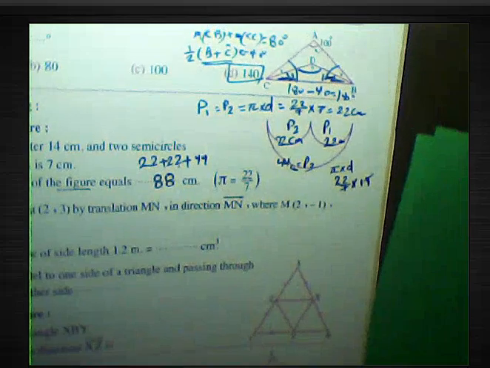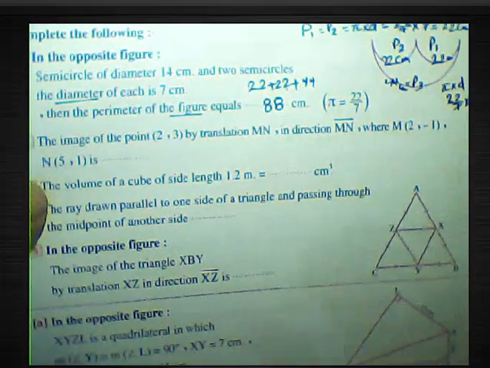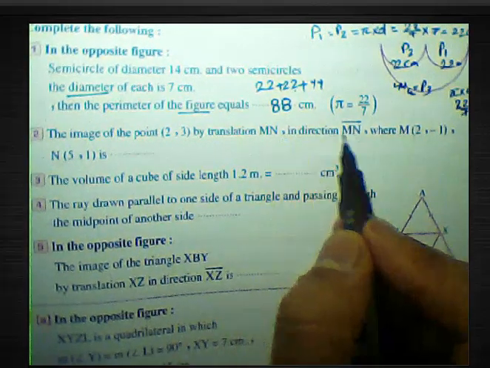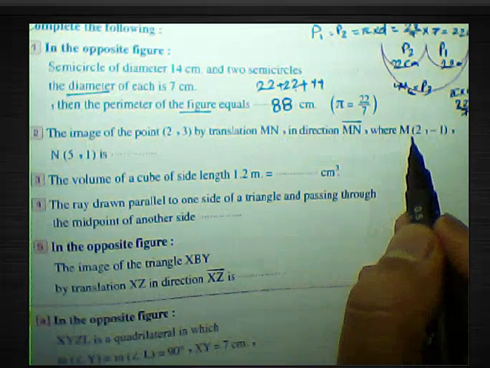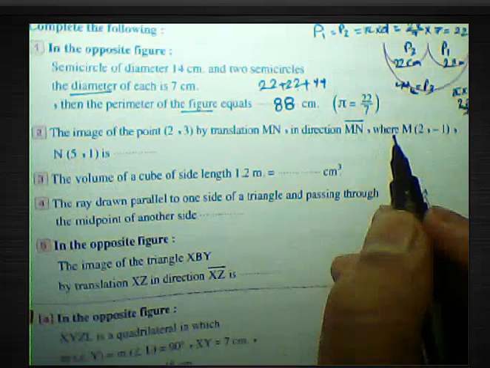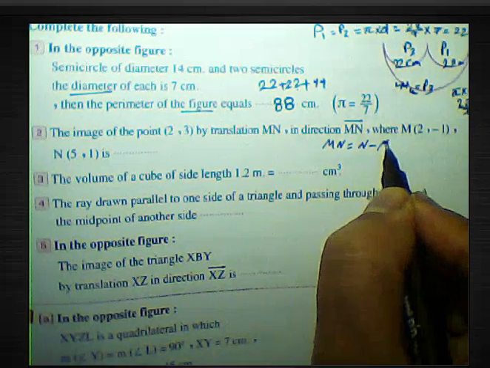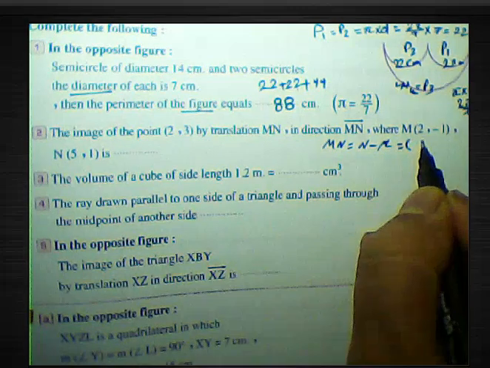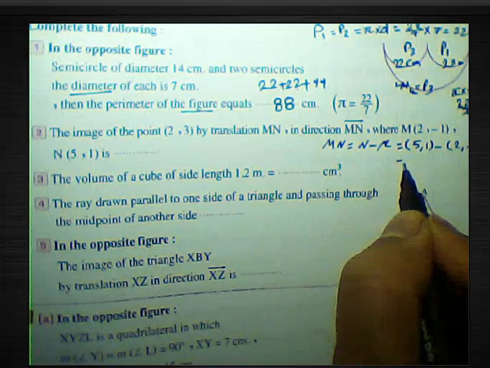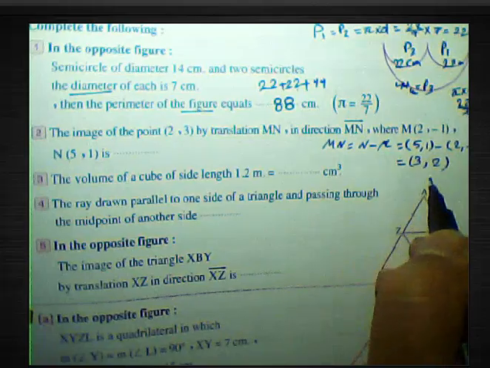Next question here. The image of the point (2, 3) by translation MN in the direction MN, where M is (2, negative 1) and N is (5, negative 1). We can find the length of MN by the difference of N and M. N was (5, 1), subtract M (2, negative 1). The result will be 5 minus 2 equals 3 and 1 minus negative 1 equals 2.